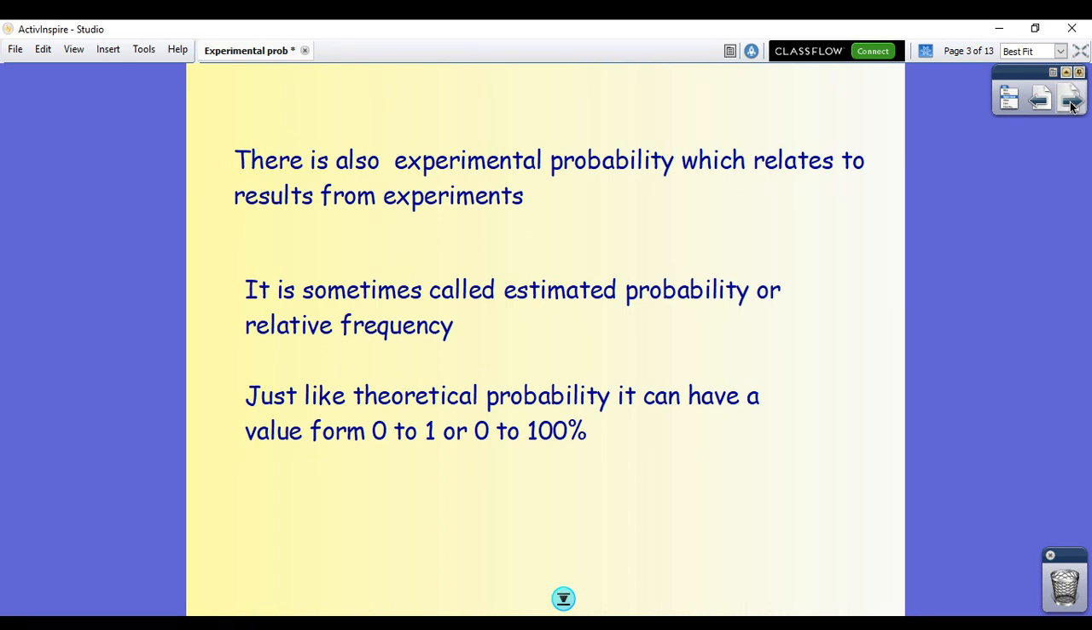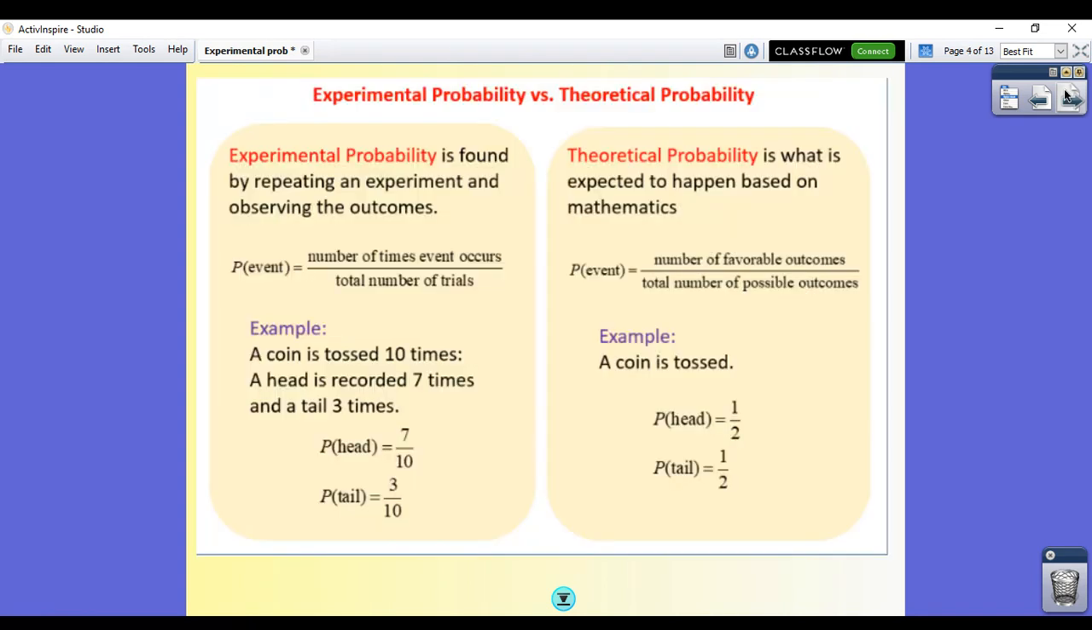Just like theoretical probability, it can have a value from 0 to 1 or 0 to 100%. It can be a fraction, a decimal, or a percentage. If we look at how it's found, by repeating an experiment over and over again and looking at the outcomes, it's calculated by the number of times the event occurs divided by the total number of trials. So a coin in this case is tossed 10 times. They've got 7 heads and 3 tails. So the experimental probability of a head is 7 over 10 and a tail is 3 over 10.